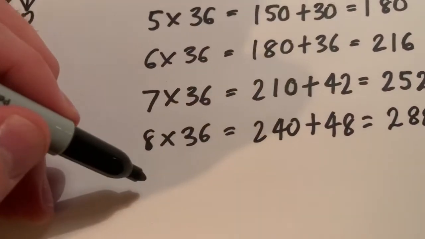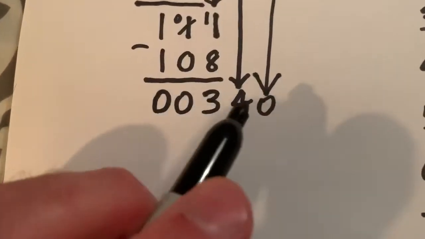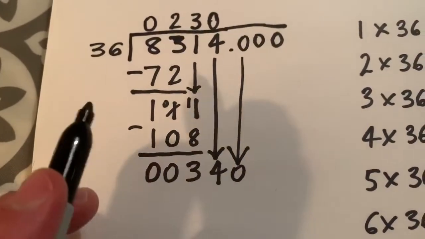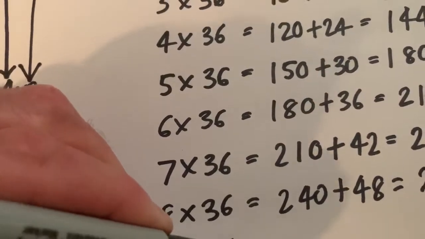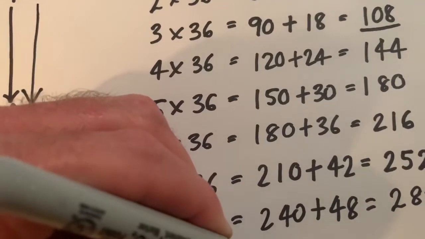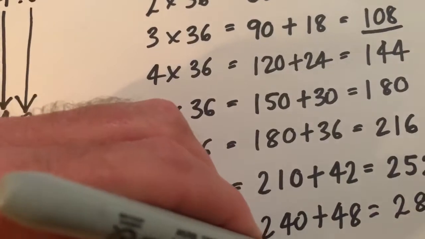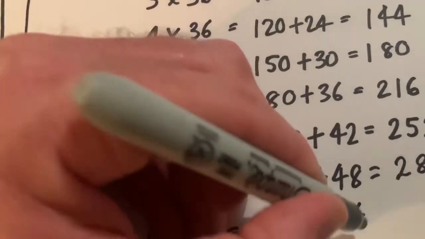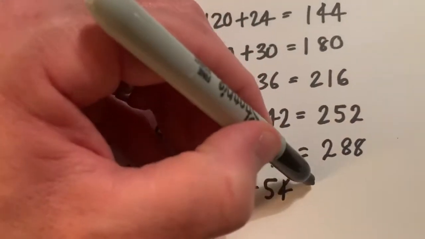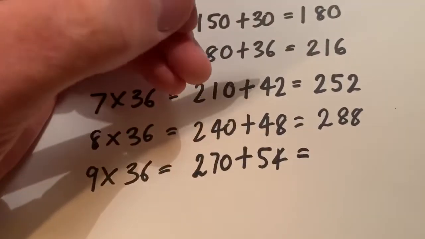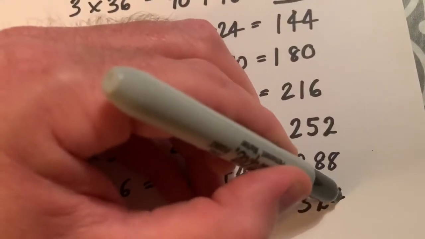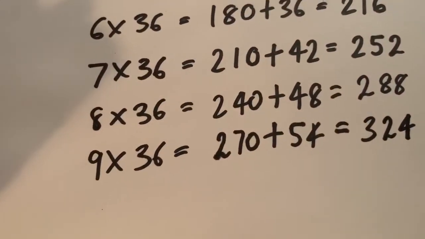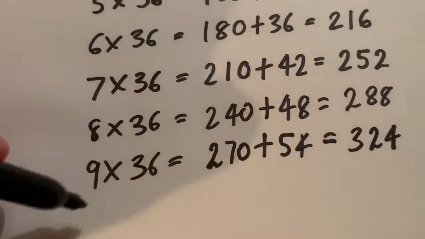288. I still need to go further, because if you remember, we're looking to see how many times 36 goes into 340. 9 times 36. Okay, 3 times table knowledge here, 270 plus 54 equals 324. I think it's safe to assume that it goes in 9 times.